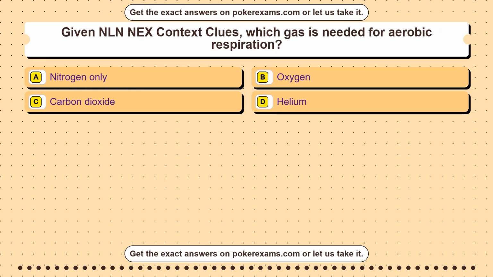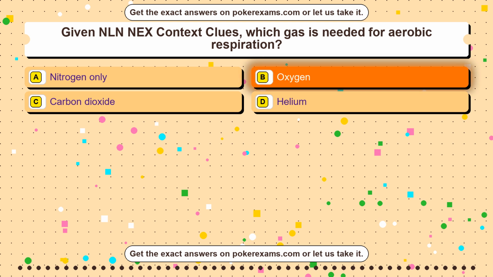Question 28. Given NLN NEX Context Clues, which gas is needed for aerobic respiration? Option A, nitrogen only. Option B, oxygen. Option C, carbon dioxide. Option D, helium. The correct answer is option B, oxygen.